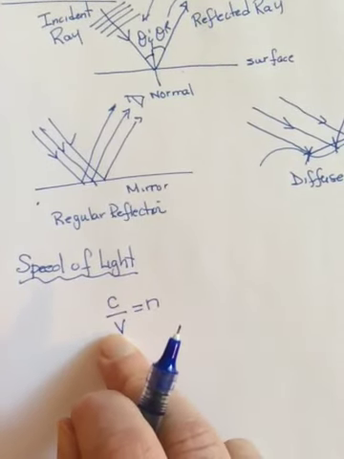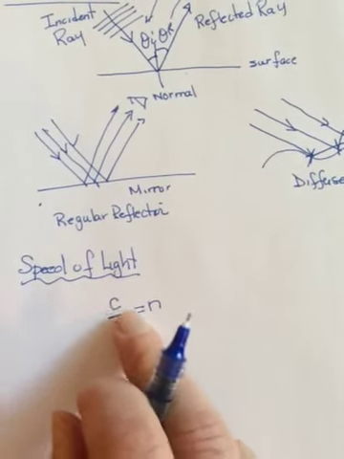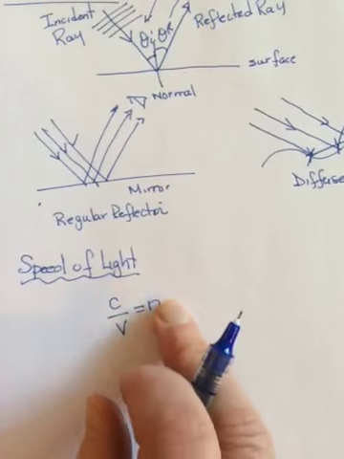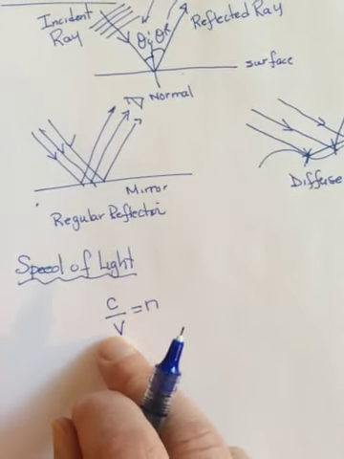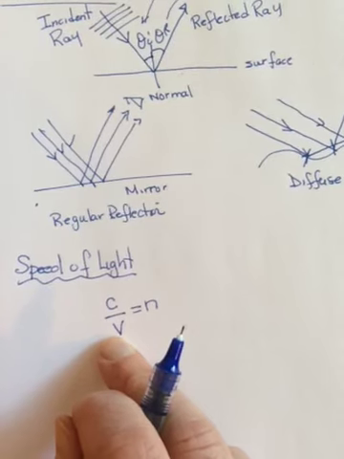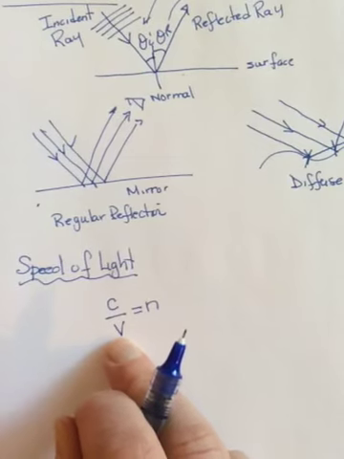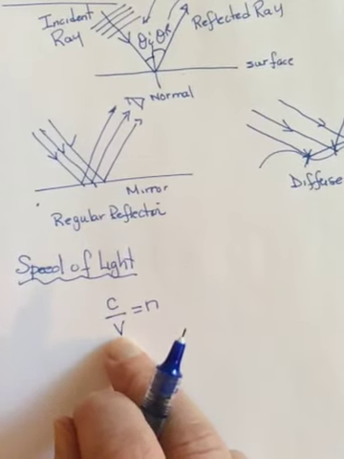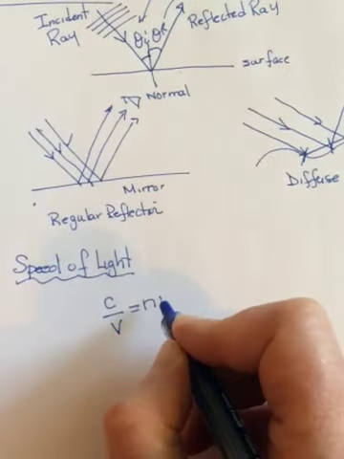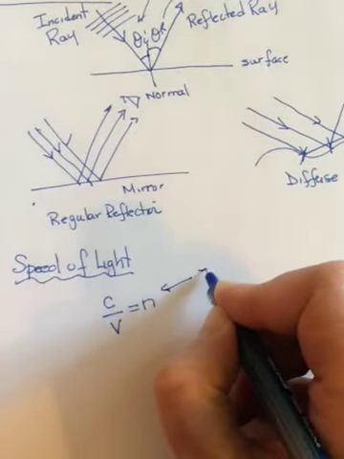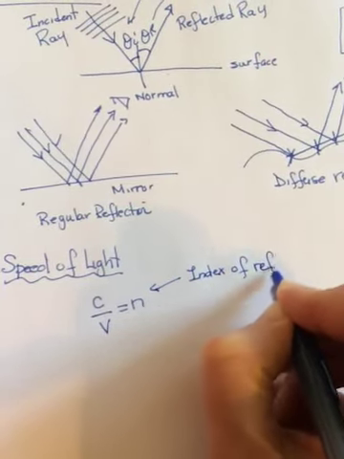If the medium is water, water's definitely more dense than a vacuum, so v is going to be smaller, which means n's going to be bigger than 1. If it's something really dense, like diamond, then v is going to be even slower because it's more dense, so n's going to be even bigger. Okay? So this n is called the index of refraction.